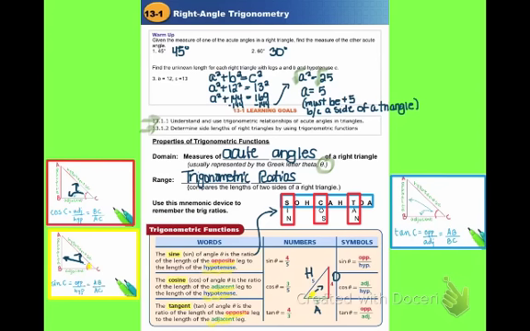And so again, that's the opposite leg to the reference angle. So in this triangle, the reference angle is angle C. That's the one that they're referencing right there. And so it's the opposite leg over the adjacent leg. So that's comparing the two legs.